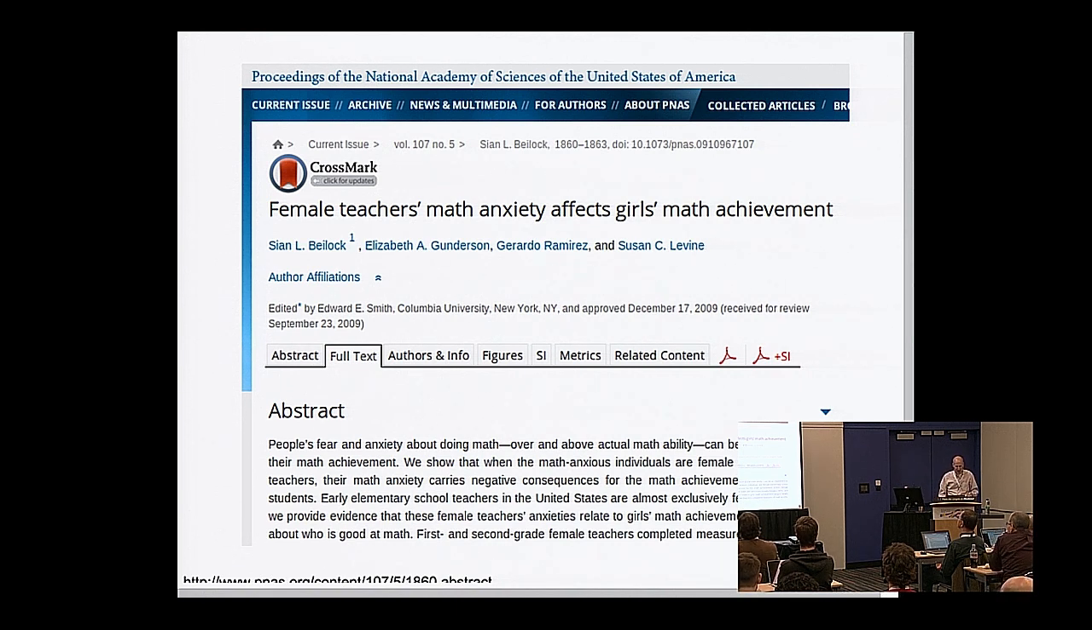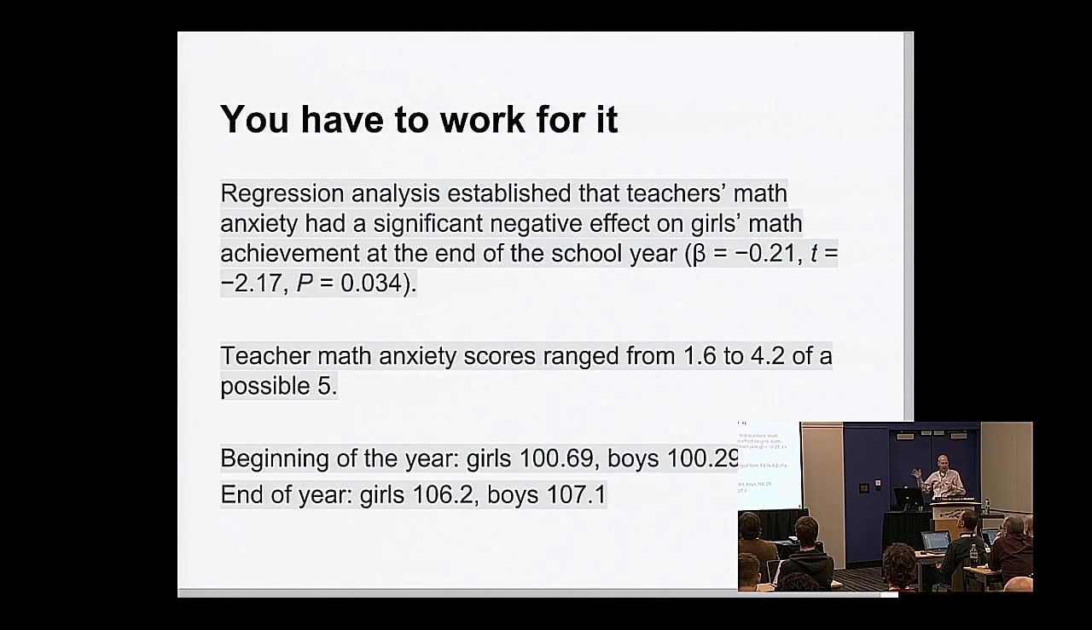So I crawled through the paper, and I found this: first of all, there's a regression that connects the outcome, the achievement at the end of the year, with the math teacher's score on a math anxiety scale. And the coefficient is negative 0.21, and it's negative, meaning the more anxiety, the less good the outcome. Okay, good so far. And they tell me that the scale for math anxiety is a scale of 0 to 5, and that the actual measurements were in the range from 1.6 to 4.2.